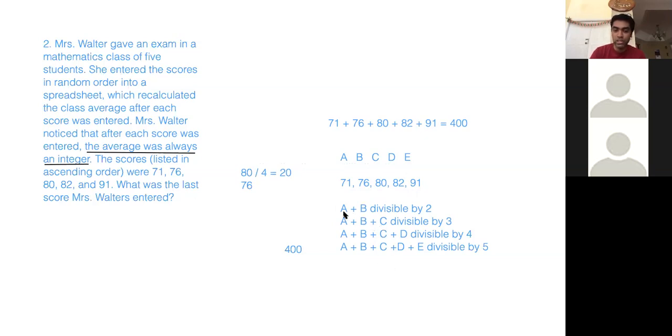So we know the first 2 need to be even. The sum of the first 3 needs to be a multiple of 3. The sum of the first 4 needs to be a multiple of 4, and so on. So let's think about, what do we know about the first 2? What do they have to be?